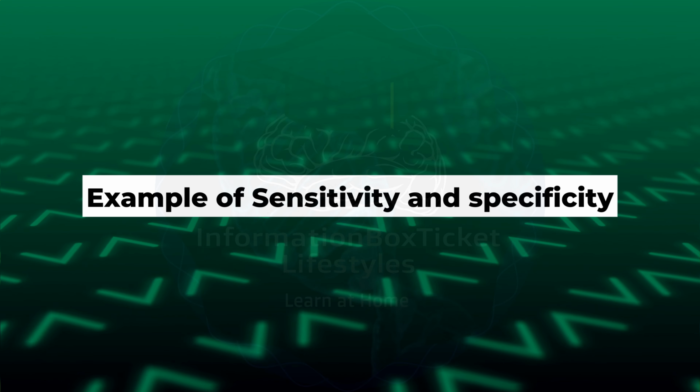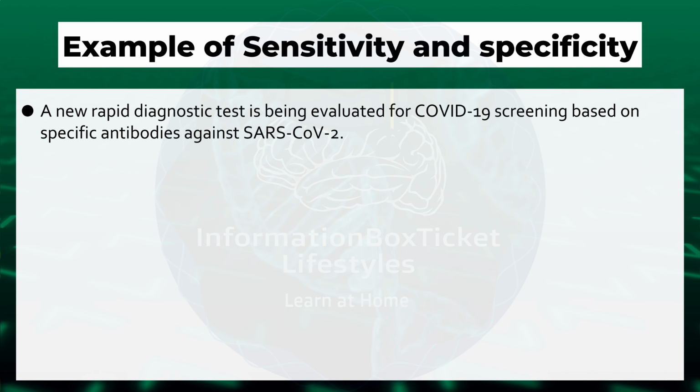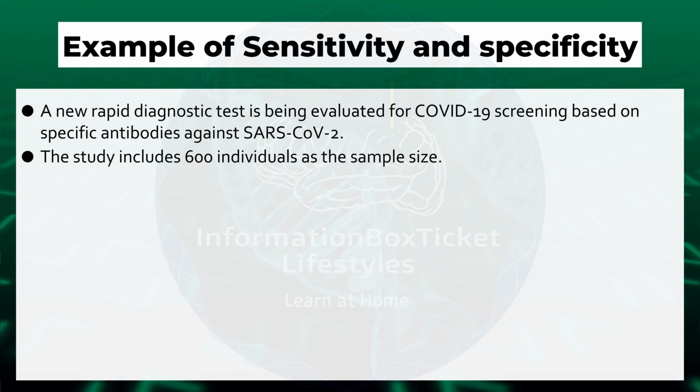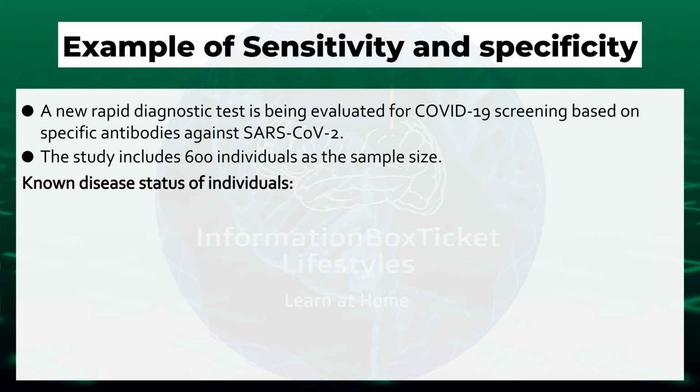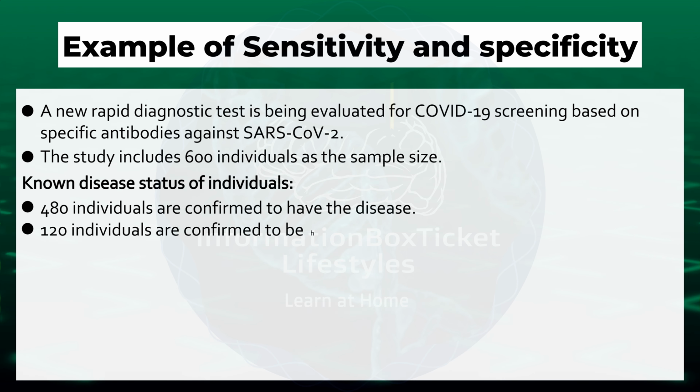Example of sensitivity and specificity. A new rapid diagnostic test is being evaluated for COVID-19 screening based on specific antibodies against SARS-CoV-2. The study includes 600 individuals as the sample size. Known disease status of individuals: 480 individuals are confirmed to have the disease, and 120 individuals are confirmed to be healthy.